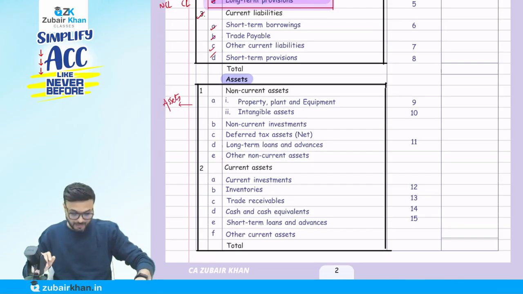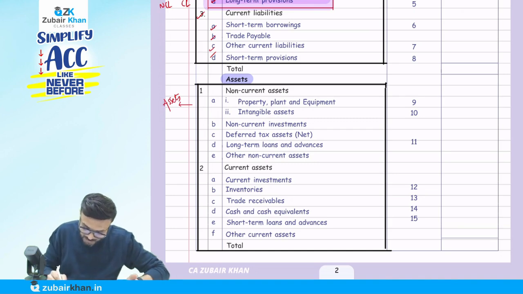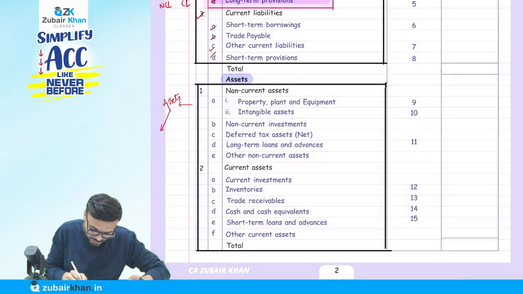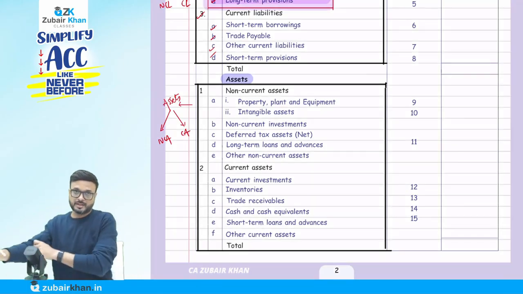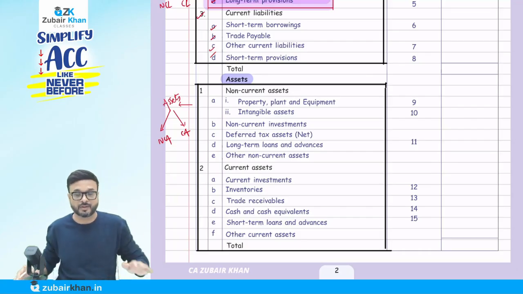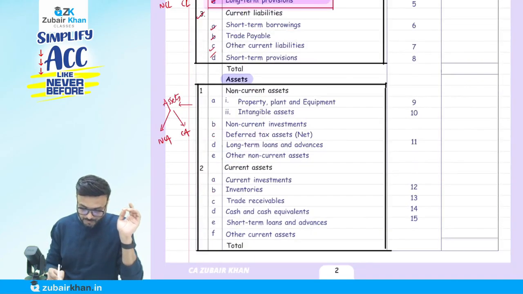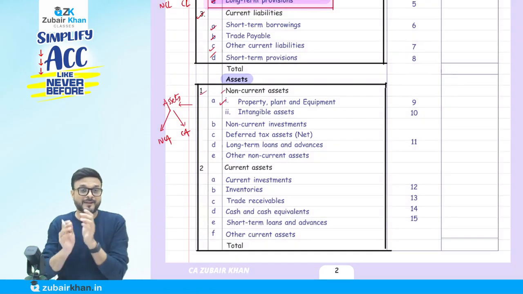Now, when I talk about non-current asset, let me write it down here. Non-current asset, current asset. Non-current asset and the current asset. Now understand this part. Under non-current asset, the first point, A, is PPE.